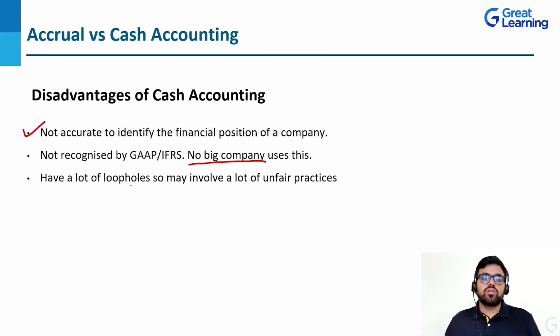Next, there are a lot of loopholes since it is a very vague standard in which you will only account for something when it is received or when something has gone out. So it would involve a lot of unfair practices, which is why it is discouraged. Next up is accrual accounting.